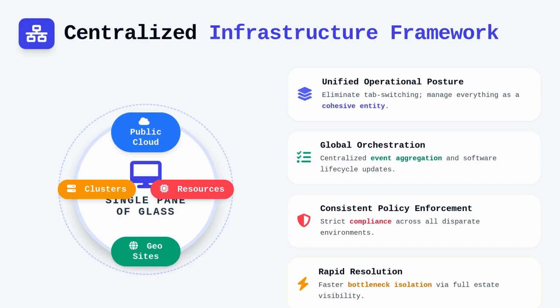Working within this centralized framework enables administrators to manage diverse geographic sites and even public cloud resources as a cohesive entity. By utilizing the single pane of glass interface, you gain a standard operational posture that eliminates the need to switch between different browser tabs for every individual cluster. For a global organization, this means that resource monitoring, event aggregation, and lifecycle tasks, such as software updates, can be triggered and observed from one location.